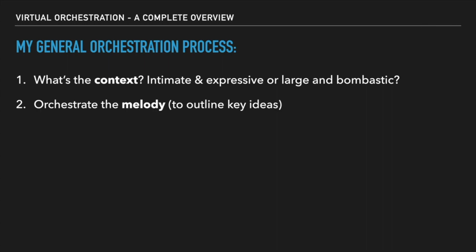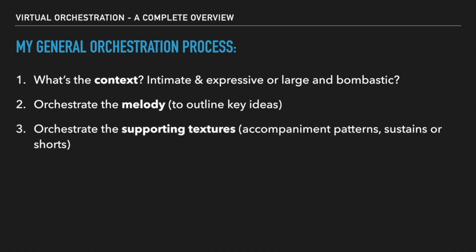Number two is after I decide on the context and I know what instruments I want to use, then I orchestrate the melody first. So maybe that's a solo instrument, maybe that's a full ensemble, but I really want to nail down the melodic orchestration first because then the listener has something to listen to and really focus on and pay attention to, and have the rest of the orchestra and the ensemble supporting it in the background. So after I do the melody, then I'll orchestrate the supporting textures.